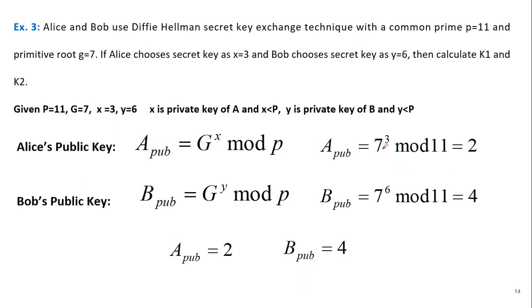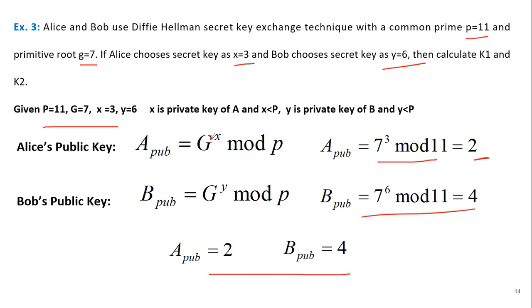Now see the third problem. P is 11, G is 7, and 3 and 6 are their private keys respectively. So all these values are given. There is no need to explain, you can just watch. This is P, this is G, the private key of A, the private key of B.